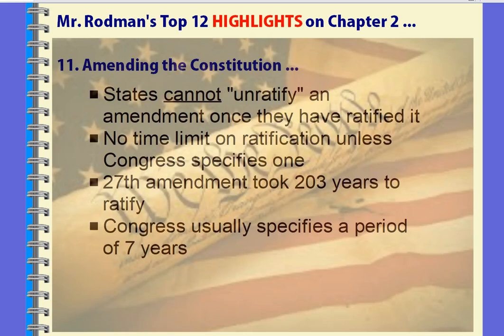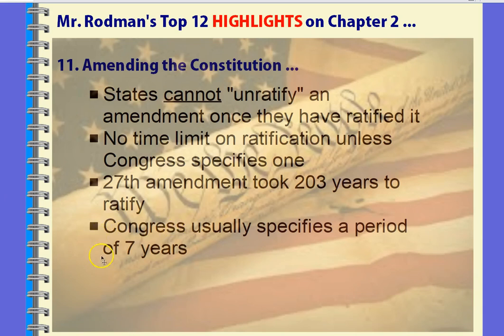it's important to note a couple of things on amending the Constitution: states can't unratify an amendment. Once they've ratified it, they're done. There's also no time limit on ratification except when Congress specifies, and many times it's a 7-year period. The 27th Amendment, as I mentioned, was one of the original 12 amendments that was part of the Bill of Rights that was never ratified. So it took them over 200 years to do so, and they did in 1992. But that was one that didn't have a time limit on it. So they had all the time in the world in order to ratify that one.